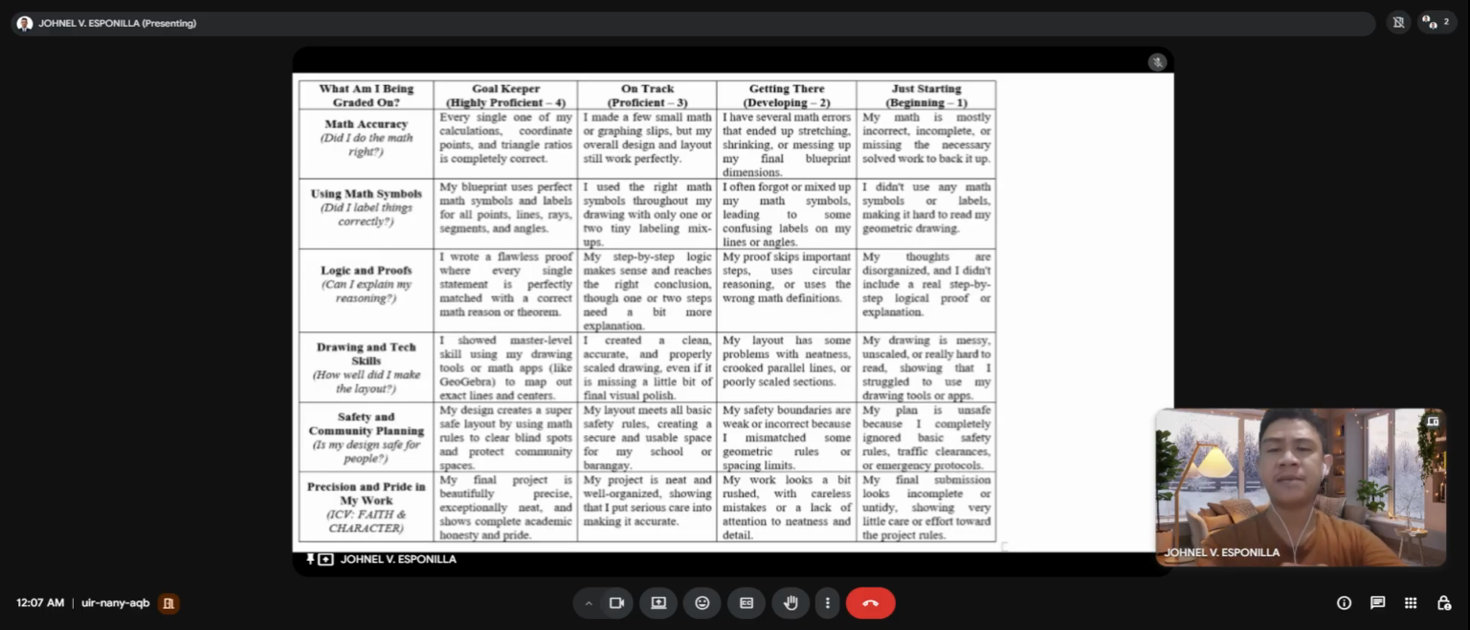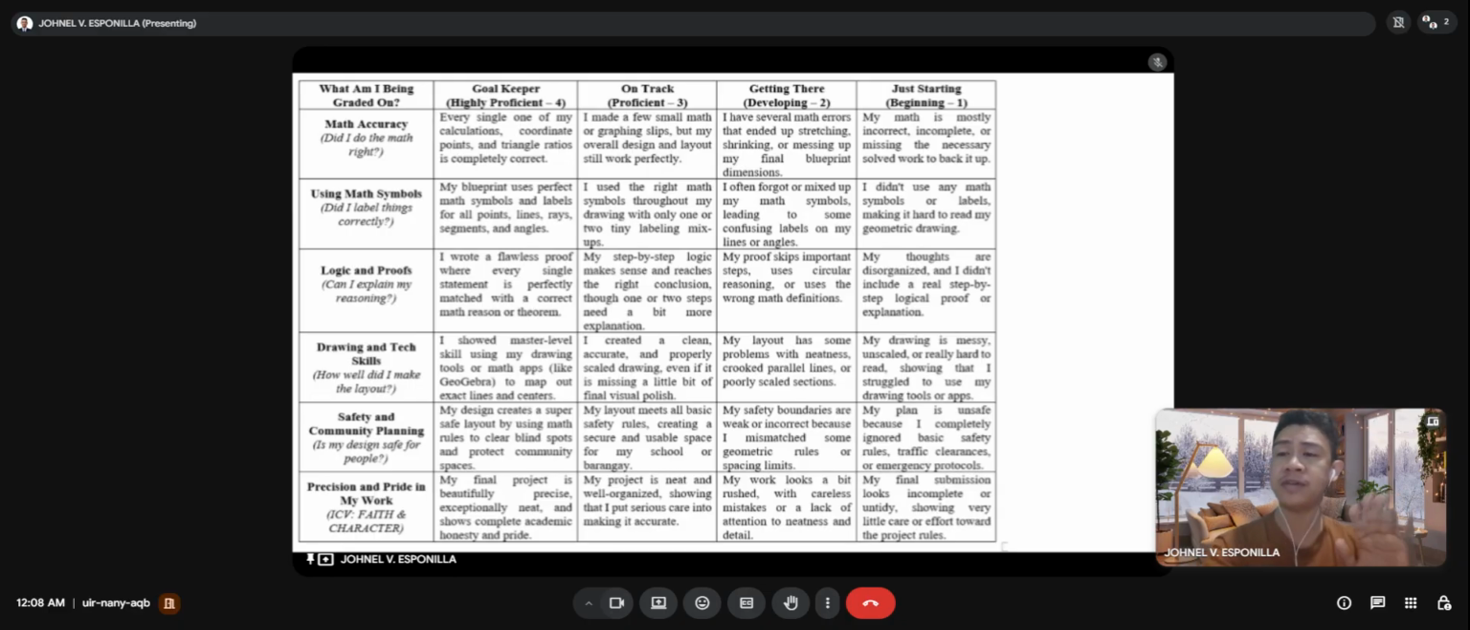The fourth criteria, drawing and tech skills. How clean, precise, and professional is your visual layout? To get a 4, your project needs to display master level execution. Lines must be perfectly straight, angles must be drawn to scale, and centers must be precisely mapped out using either digital software like GeoGebra or manual drafting tools. The downside: crooked lines, unskilled elements, or a messy, rushed presentation will significantly reduce points in this category.